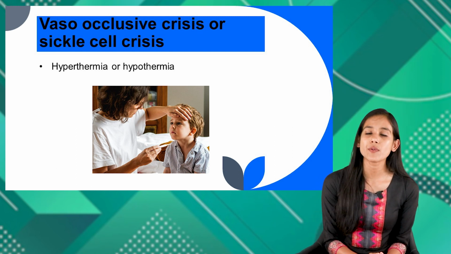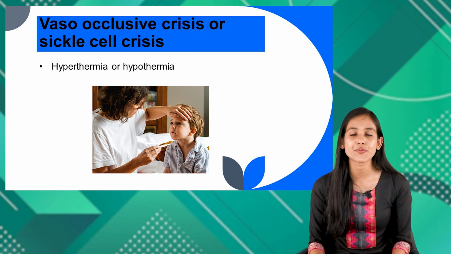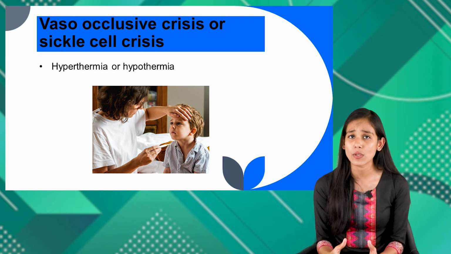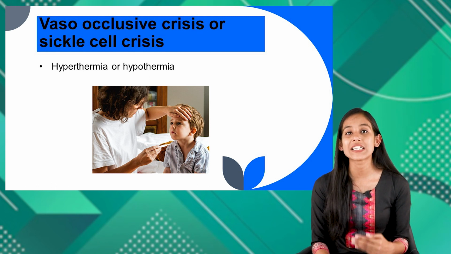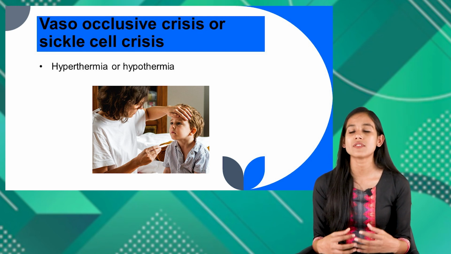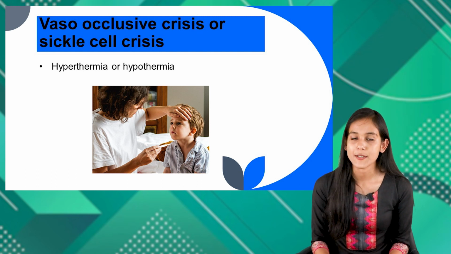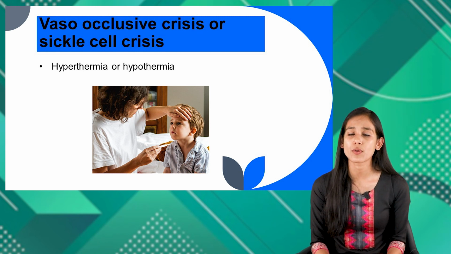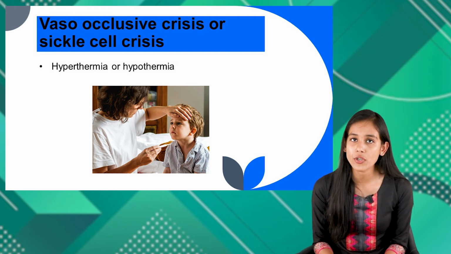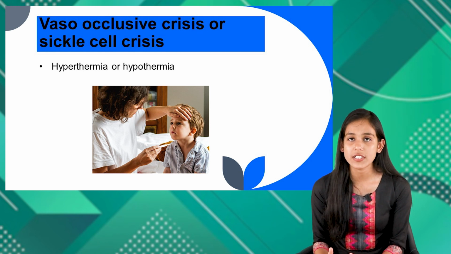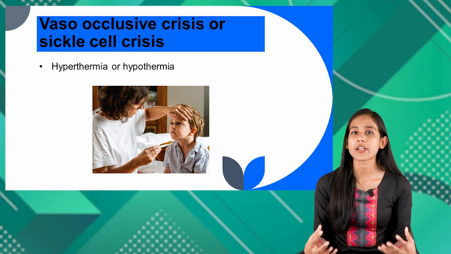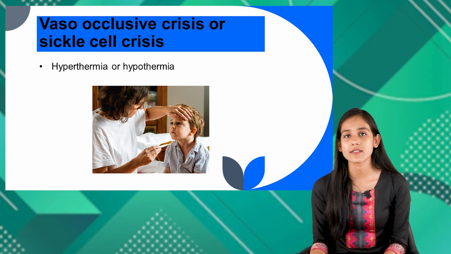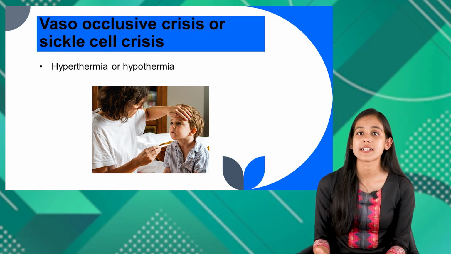Right. So as I told you earlier, any condition which has low oxygen, or which would increase the demand for oxygen, would certainly cause this sickle cell crisis. So hyperthermia is such a condition, and again hypothermia. If the temperature is extremely cold, or if you are providing a cold bath to the child, in that case also the body would have increased demand for oxygen. So again, that is a factor which can aggravate the sickle cell crisis.